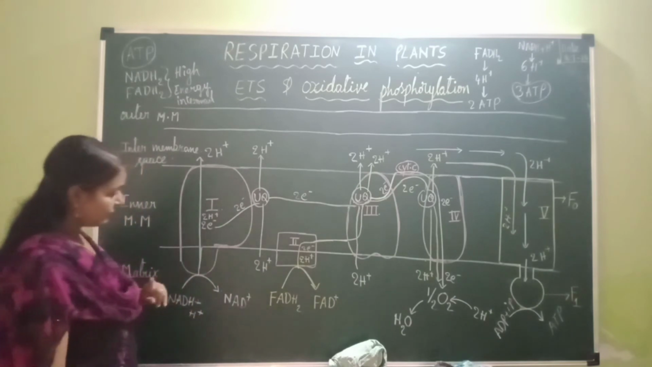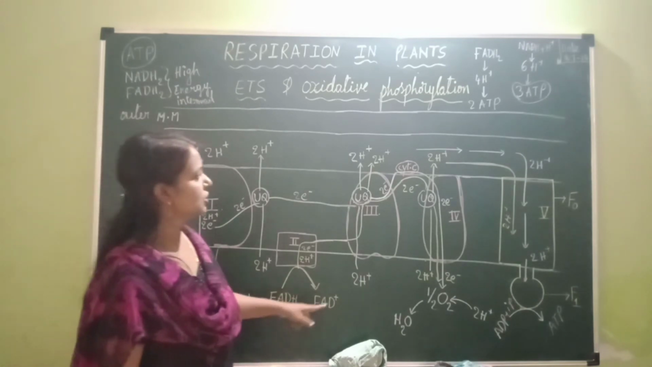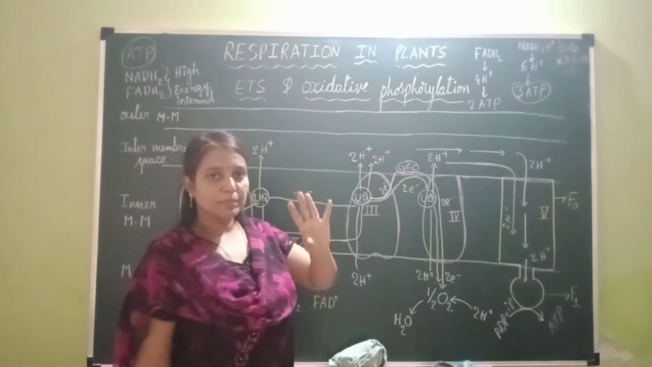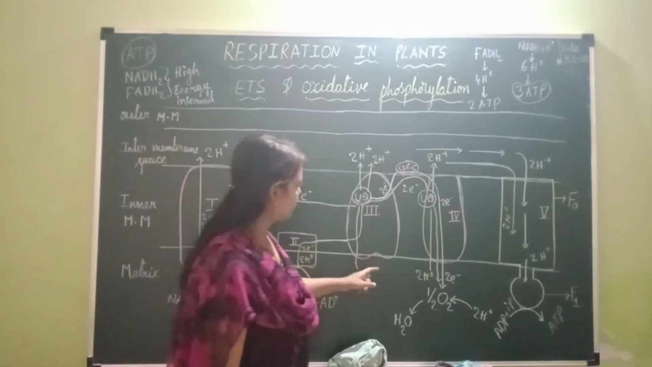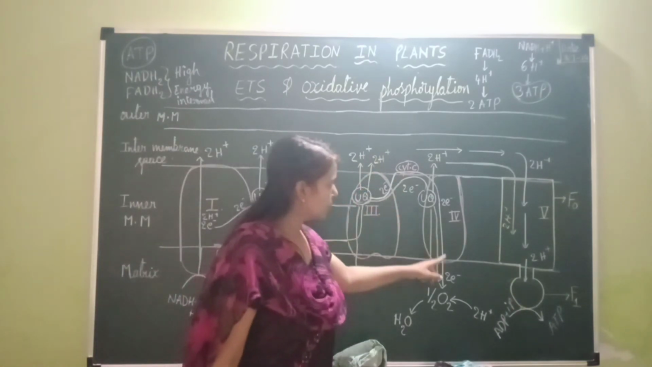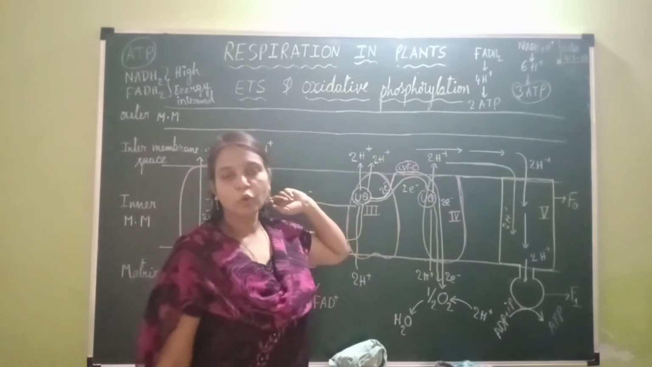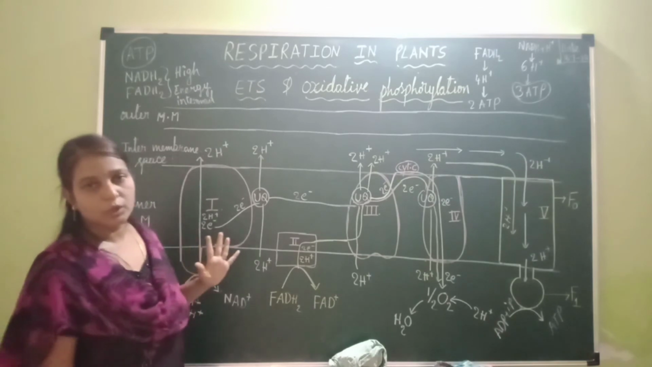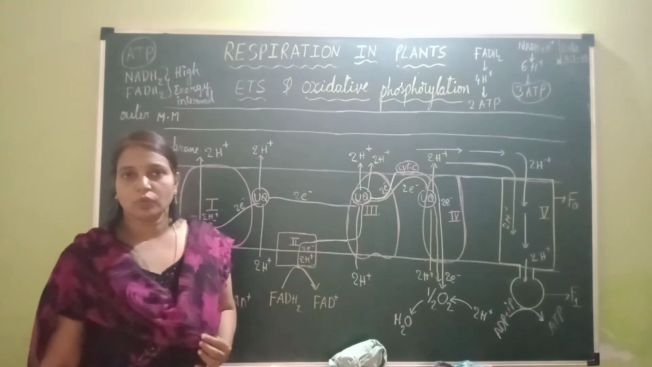And when one FADH2 undergoes oxidation, 4 protons are transported into the intermembrane space. From these 4 protons, 2 are transported through the third complex and 2 are transported through the fourth complex. So this is all about ETS and oxidative phosphorylation, that is synthesis of ATP.